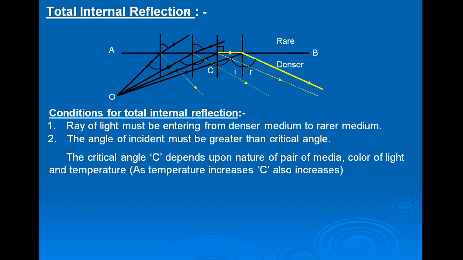This is about total internal reflection: when a ray of light enters from denser medium to rare medium and the incident angle is more than the critical angle, then it is totally reflected back in the same medium and there is no refracted ray of light. That is why it is called total internal reflection.